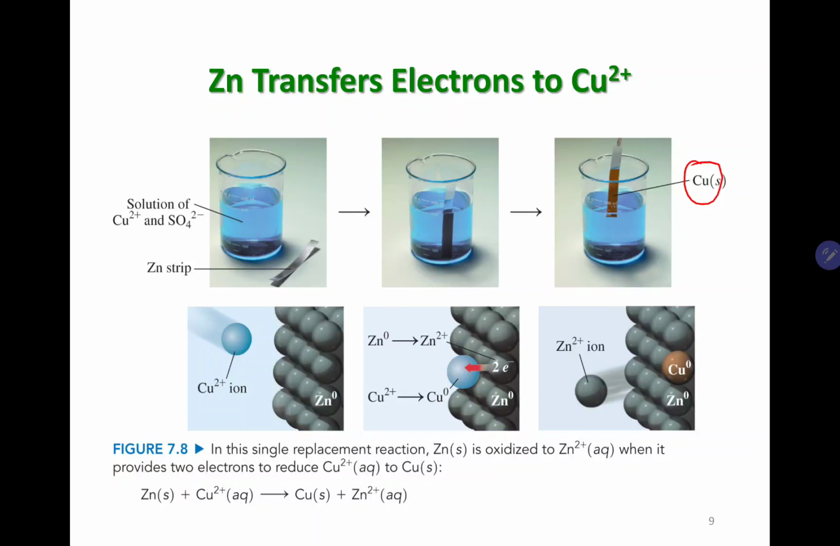Okay, so basically in here what happens is that copper 2 plus in the copper sulfate solution will turn into copper, will basically reduce to copper. This is reduction, by the way. It will reduce to copper, and then zinc metal will oxidize to zinc 2 plus. Okay, so it will go into the copper sulfate solution.